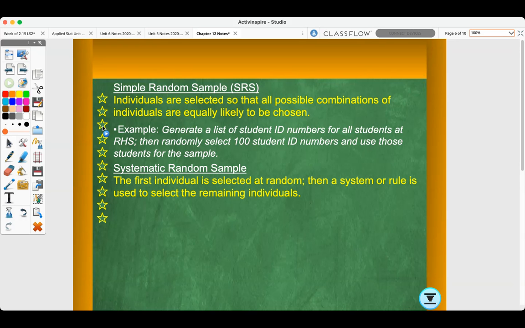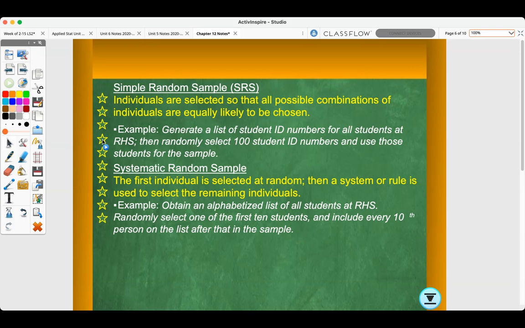Systematic random sampling. The first individual in a list is selected at random. Then a system or rule is used to select the remaining individuals. An example would be obtain an alphabetized list of all students at RHS. Randomly select one of the first 10 students and include every 10th person on the list after that in the sample.